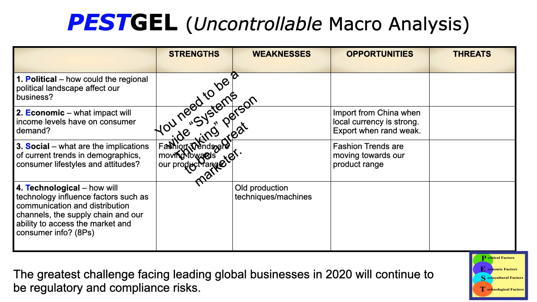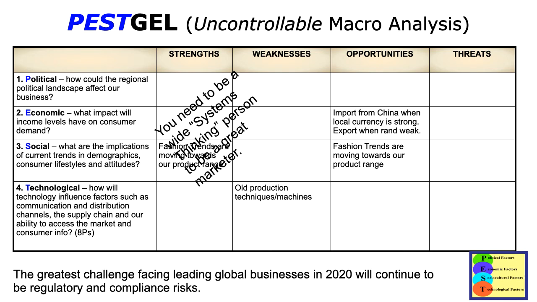On the left, you write down the PESTGEL factors, and on the top, you'd write strengths, weaknesses, opportunities, and threats. And you'd fill in all those little boxes. So you'd start off with politically, what are strengths, weaknesses, opportunities, threats? Economically, what are the factors? What are strengths, weaknesses, opportunities, and threats? And there you can see our populated opportunities in economic.